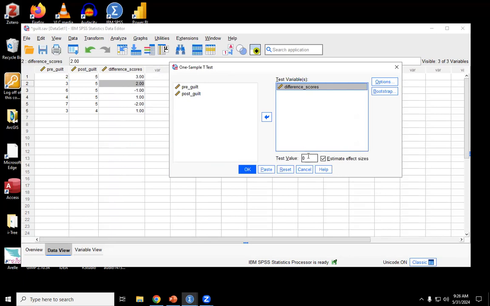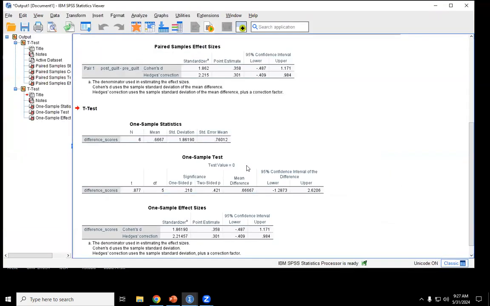And what is our test value going to be? This is where, for a one sample t-test, we select what population mean or what value we want to test against. You're asking, are my difference scores significantly different from what value? For us, it's 0. Again, we care about whether difference scores are significantly higher than 0, so we'd be expecting a positive t-score, and we can leave this checked for estimate effect sizes. That's fine. And let's see what we find.